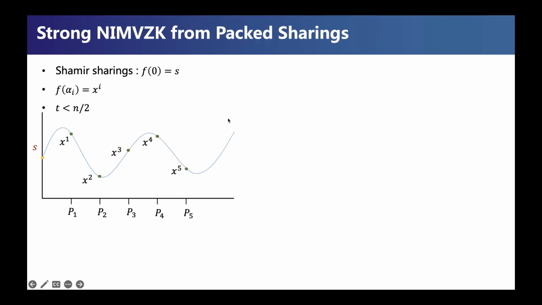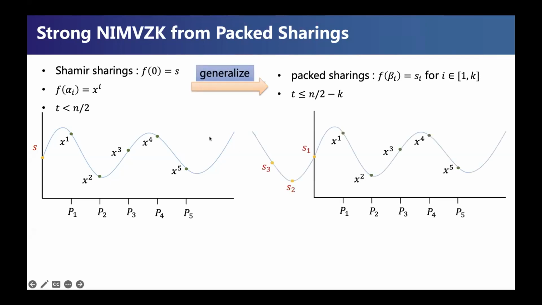The first two NIMVZK protocols adopt Shamir series. A T-degree polynomial F is computed such that F of 0 is the secret S, and F of I is the share of verifier I. We can generalize the Shamir series into packed series to set K secrets in K different positions. That is, we can set F of beta_I equal to secret S_I. The downside is a lower corruption threshold. We often use the square bracket of vector X to denote a packed sharing.